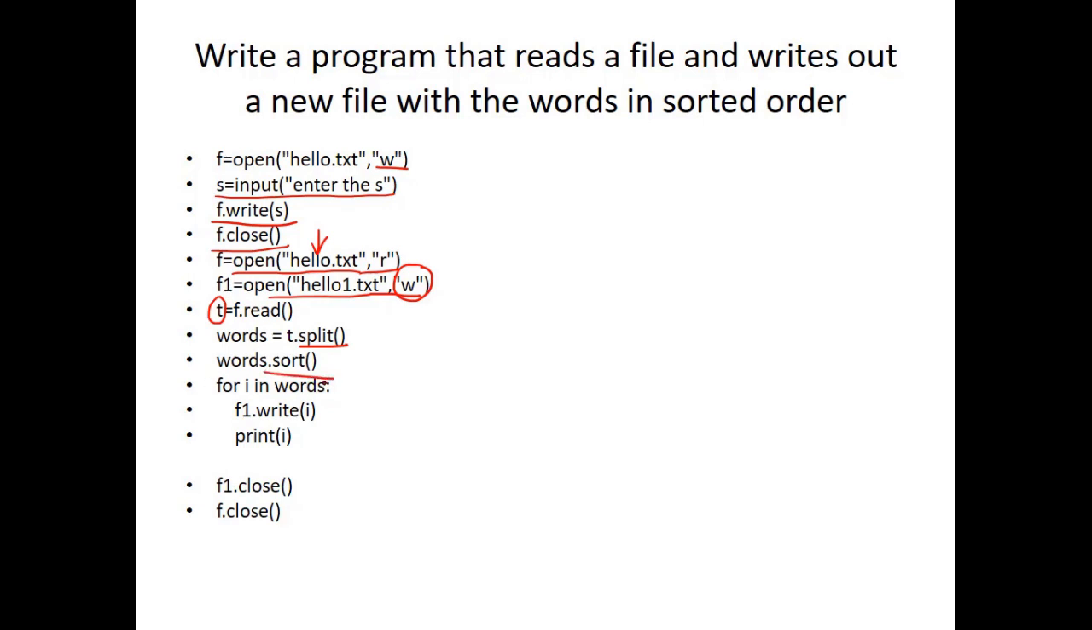So you are sorting these words, and then for each word in this list, you're writing it into the new file. Why do I say it is a new file? Because you're using f1. f1 is associated with hello1 and f is associated with hello. Okay, so now you're writing each word of the sorted list into the file hello1.txt and also printing it onto the screen. Then you're closing the second file first and then the first file, that is, you're closing the file hello1.txt first and then hello.txt.